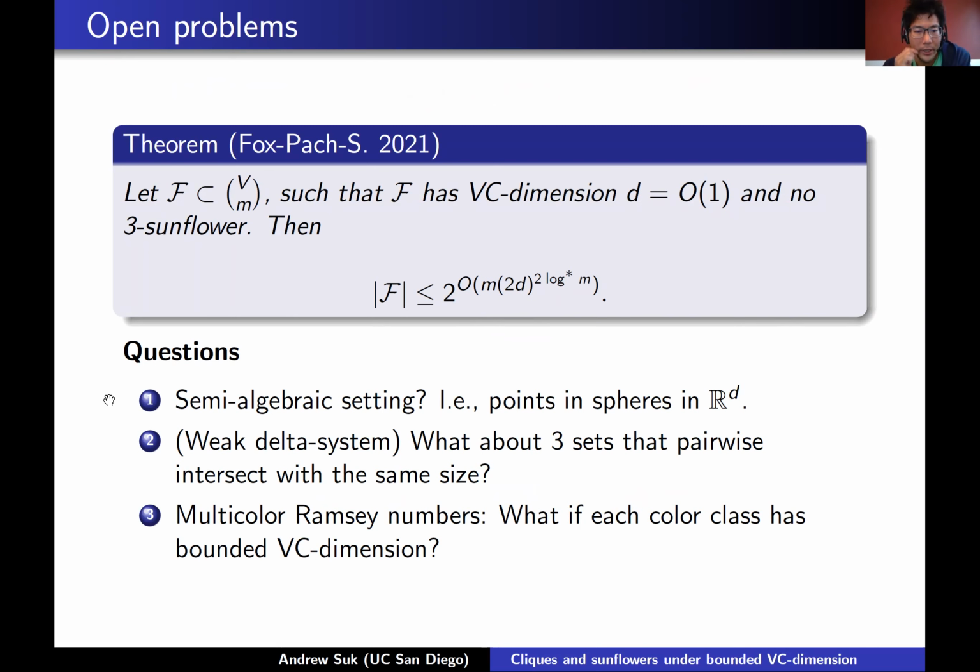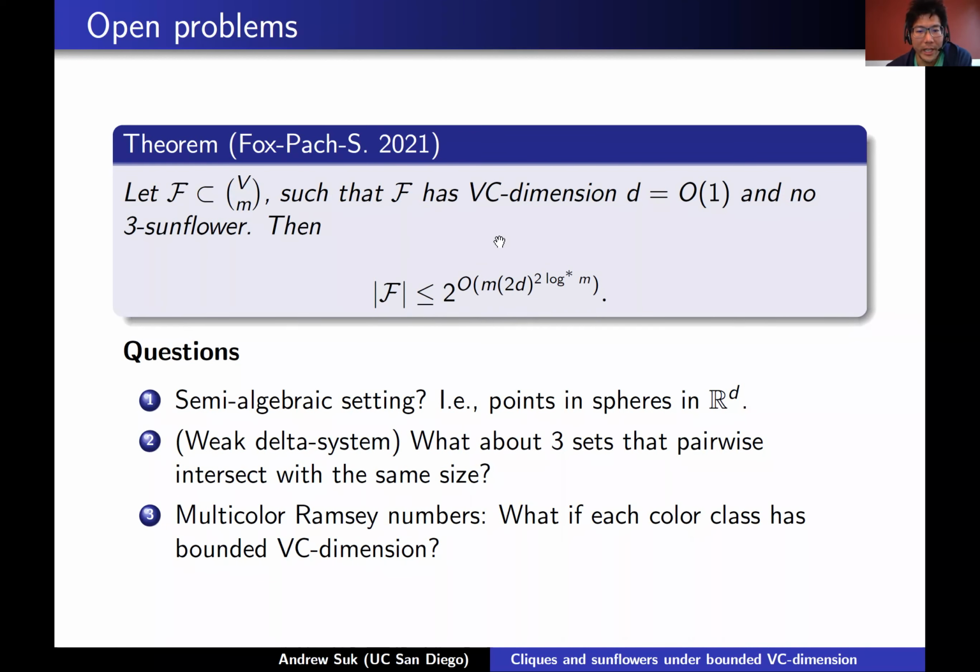One question that we weren't able to solve was that we couldn't improve this upper bound in the semi-algebraic setting. We do have some results about certain set systems defined in the plane, for example points and disks, but in general, we weren't able to improve this upper bound for the general semi-algebraic setting. So for example, if you have a set system defined by points and spheres in R3, we weren't able to improve this upper bound here.